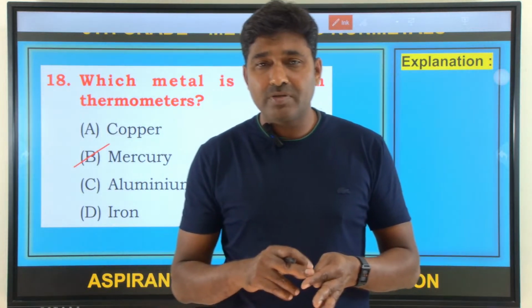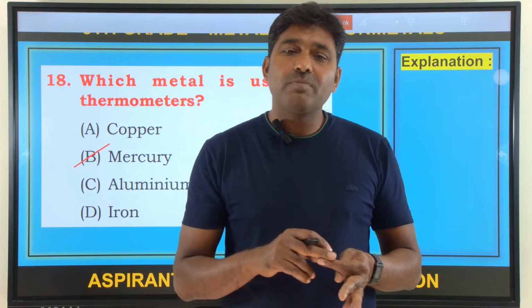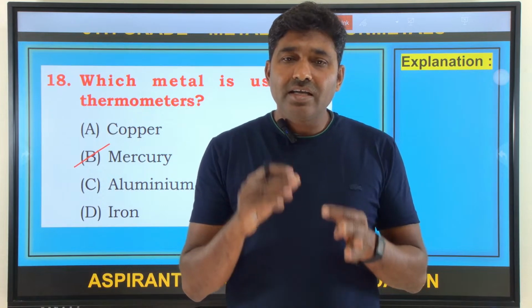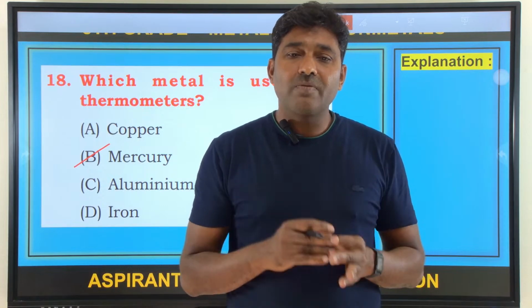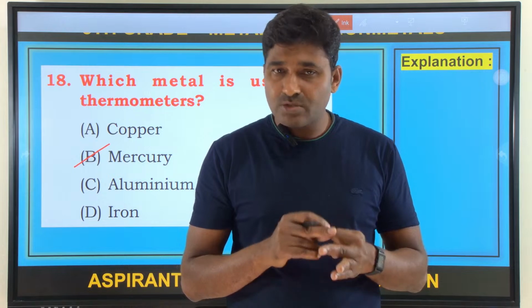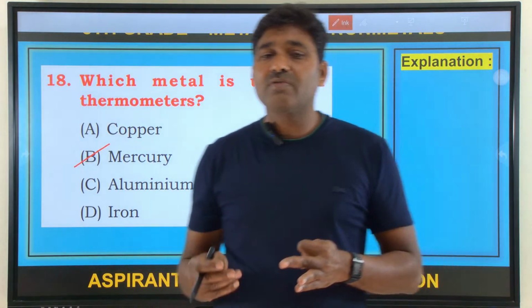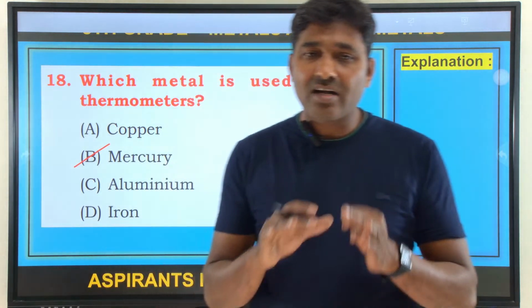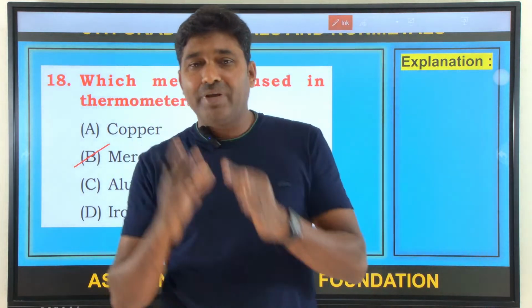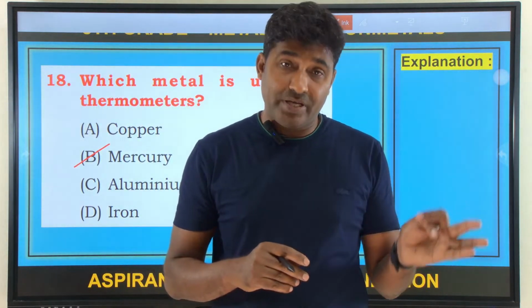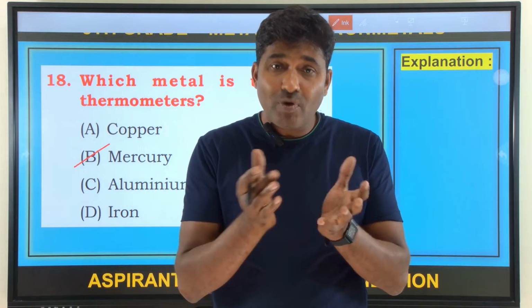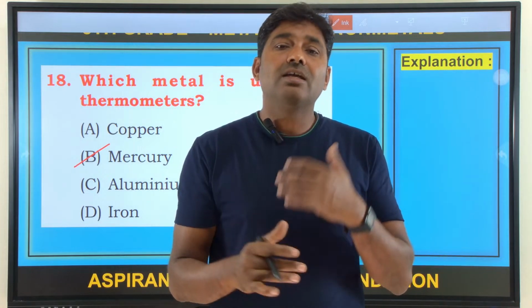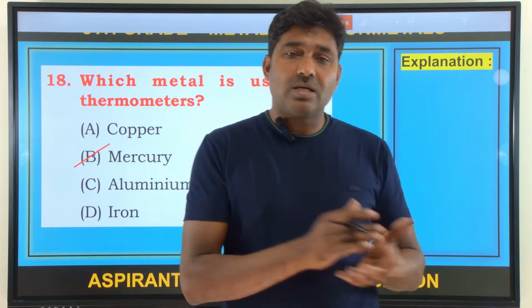And one more reason is visibility from the glass. It is clearly visible from the glass surface of the thermometer. Why is it clearly visible? Because of its characteristic appearance, that is silvery white. Due to that silvery white color, it easily appears from the glass surface.